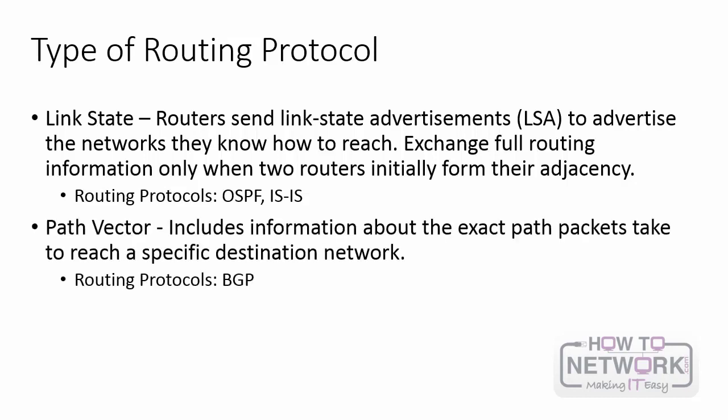And the final type of routing protocol you need to know is path vector. BGP is path vector, and it includes information not just about the neighbor, but the exact path that packets take to reach a specific destination network. So when you do look at BGP advertisements, you can see exactly over what autonomous systems that traffic is flowing over.